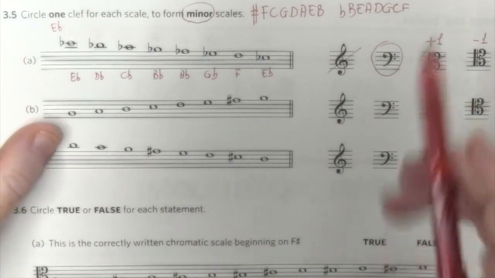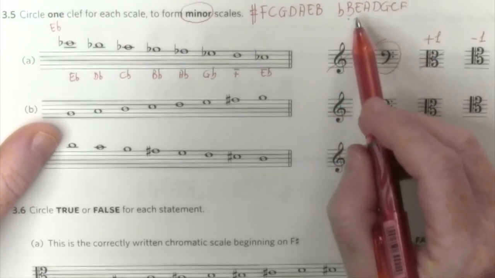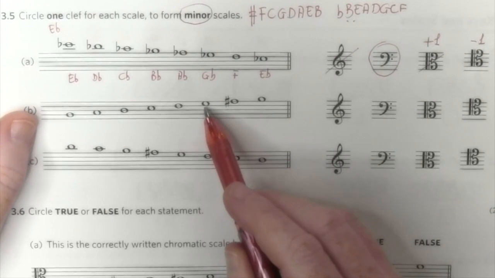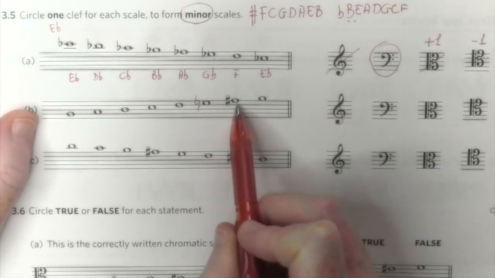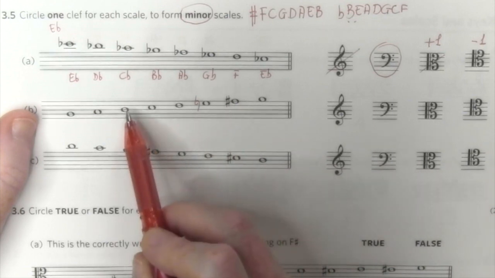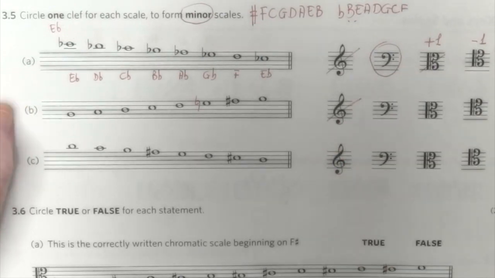G minor is the relative minor of B flat. And this means that we have B flat and E flat. E flat could be raised up because it's the sixth and seventh degree. But we would have B flat here. So, no.